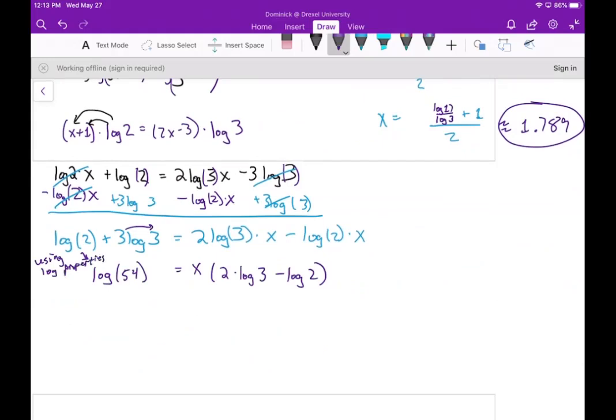Right, and that's just me. You could still leave it as log 2 plus 3 log 3, but I don't want to have to write it out every time, so I'm just combining it. And you could even combine the stuff on the right side too, but if we divide both sides by 2 log 3 minus log 2, we're going to get what we want.